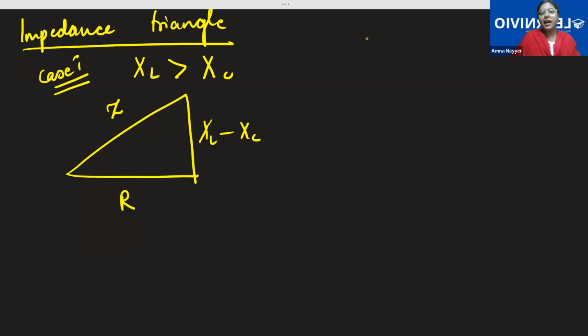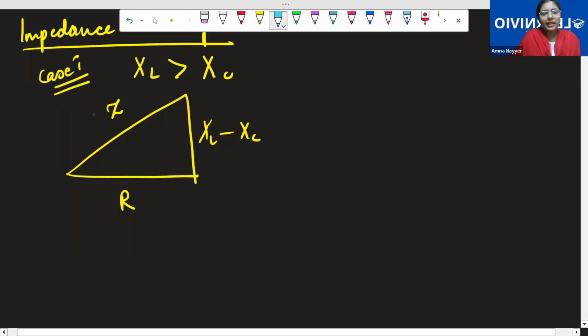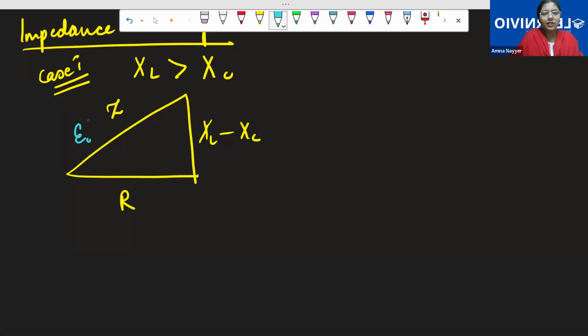So if I have the triangle in this manner, let's say this is the net EMF of the circuit, E naught. R is the resistance, voltage will be VR. XL minus XC will be there because XL is greater, so this will be VL minus VC. The voltages I have written.